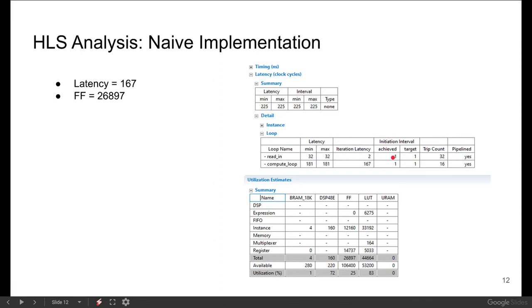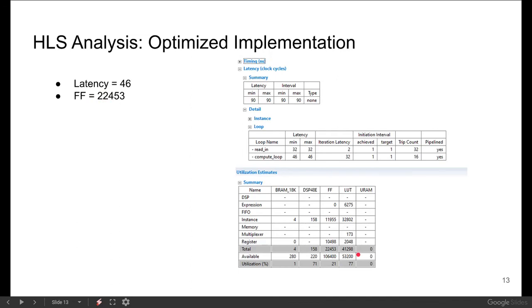So let's look at what kind of latencies you can achieve. First let's look at the naive implementation. We see that the iteration latency is 167. The reason it is 167 is because all the additions are happening sequentially. As a result, the latency of this loop increases, and we have to pay the penalty in the total latency of our block. Also notice that the flip-flops required are around 26,897, and we can now compare this with the optimized implementation in which the latency is considerably lower at only 46, and we find that the total latency of our IP has also decreased from 400 to 90.